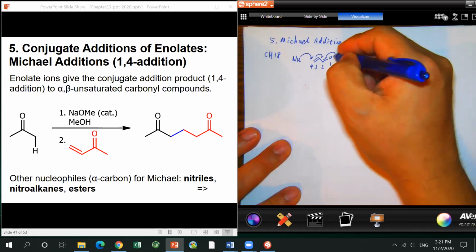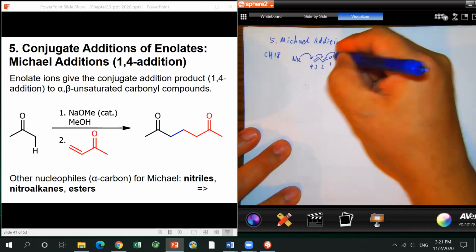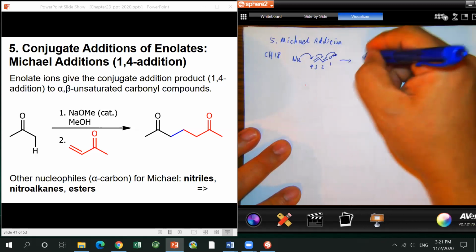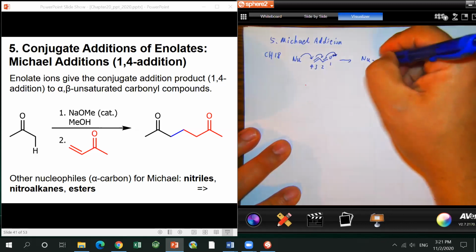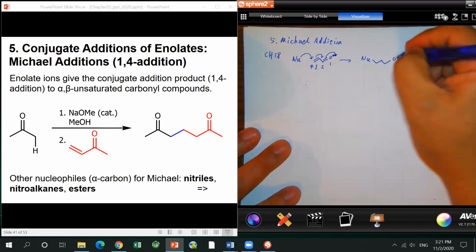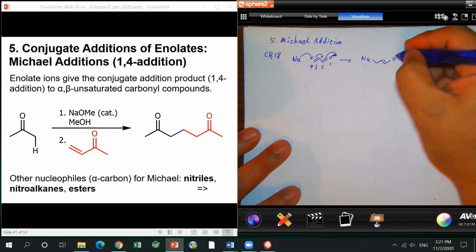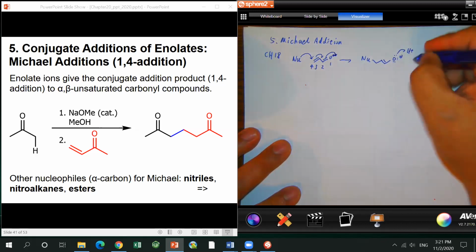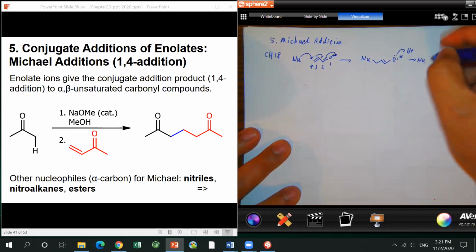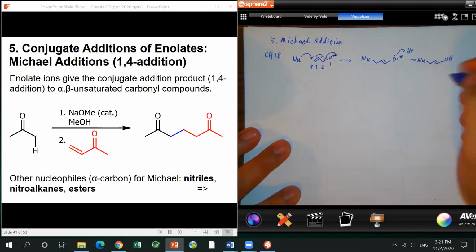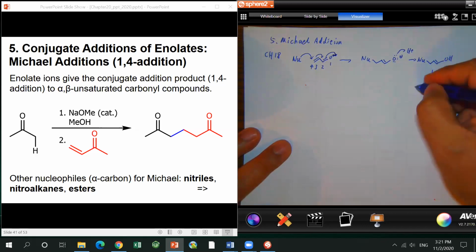This one goes to the oxygen, and then this oxygen picks up the hydrogen. So generally we get an enol. We know that an enol is not stable and quickly tautomerizes into the ketone. So eventually this hydrogen shifts to here, and the final product is something like this.